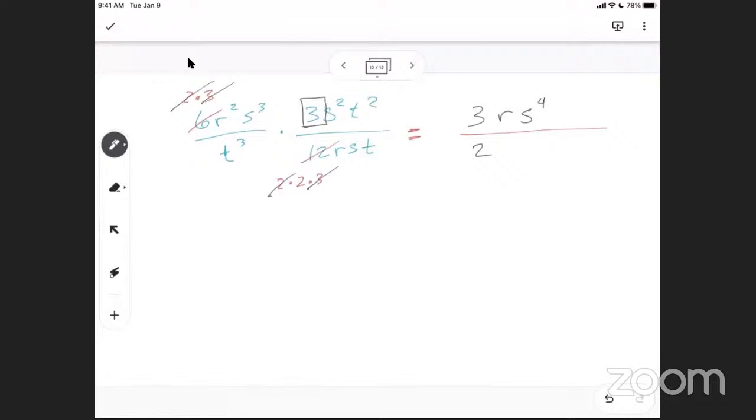How about the T's? How many do I have on the top? 2. And how many do I have on the bottom? 4. So how many cancel? 2. And how many are left? 2 on the bottom. Done.